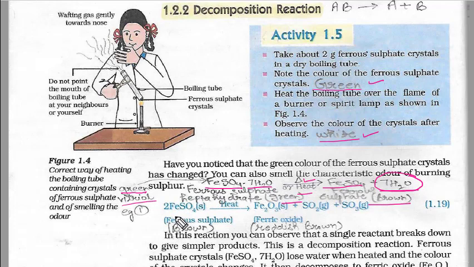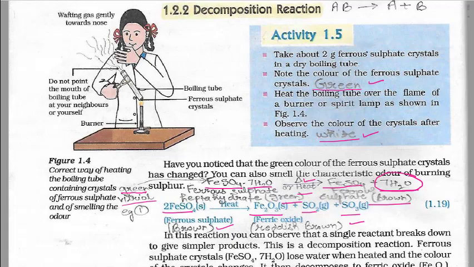Now if we continue the heating and further heat the ferrous sulfate crystals, what will happen? It will convert into Fe2O3, that is ferric oxide, plus SO2 and SO3. Now ferrous sulfate was brown in color, but ferric oxide is reddish brown in color. As you can see, we have used heat in this reaction. So this reaction is a type of what? This is a thermal decomposition. Thermal decomposition reactions are those in which we use heat to break down the reactant.